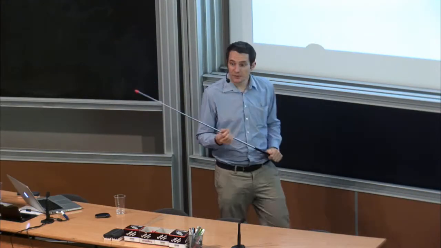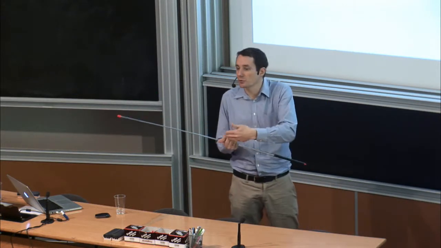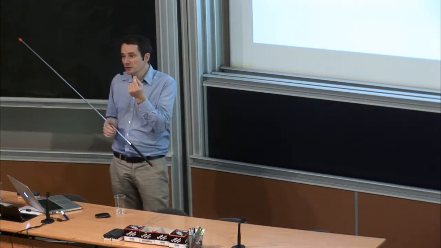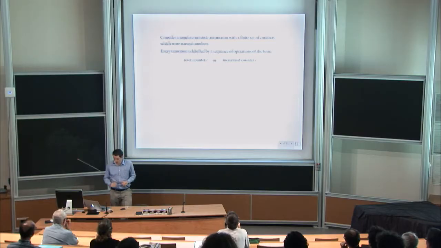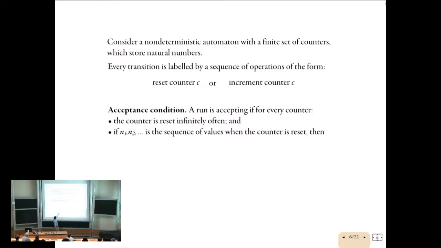And so what is the purpose of these counters if you cannot do anything with them? They're basically just output things to them. The purpose of these counters is to produce numbers which will be used in the acceptance condition. So the acceptance condition is as follows. A run of this automaton is accepting if every counter is reset infinitely often.